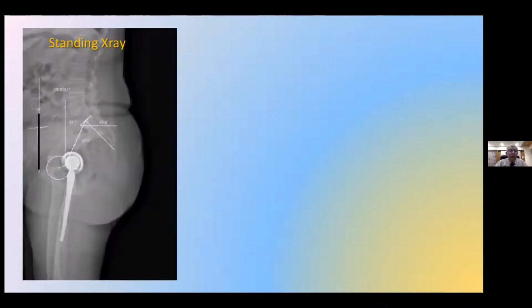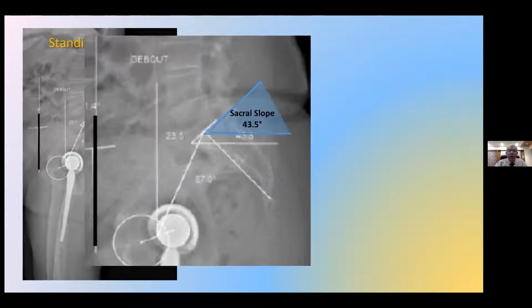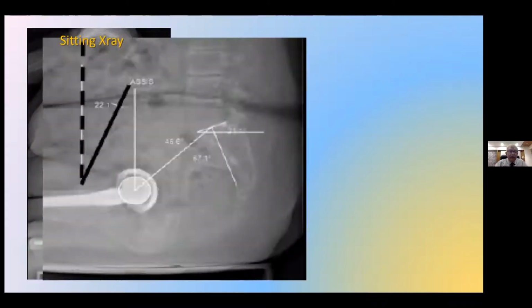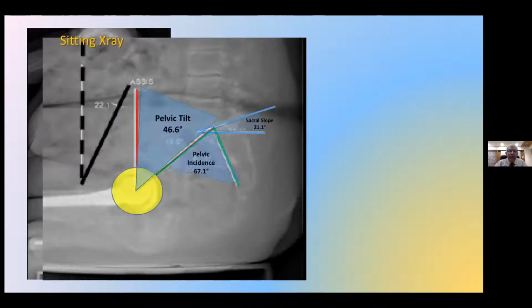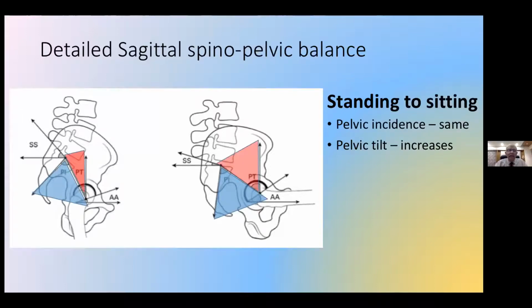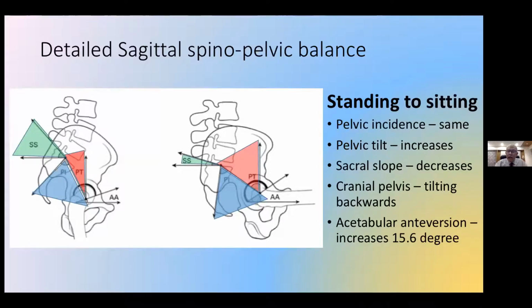So like this, you can get the figures, draw sacral slope, pelvic tilt, and pelvic incidence on a sitting X-ray and on a standing X-ray, and try to find out what happens. So in standing to sitting, again I repeat, the pelvic incidence remains the same, the pelvic tilt increases, the sacral slope decreases, the cranial pelvis tilts backward, and acetabular anteversion increases by 15.6 degrees.